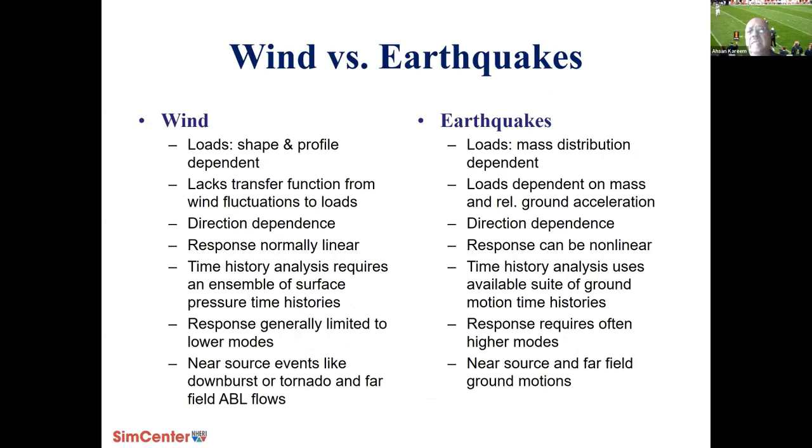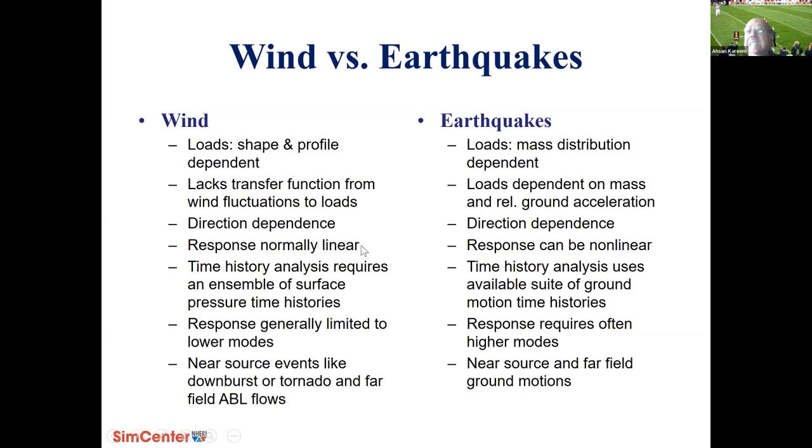I made this list. You can read it in more detail at your leisure when you have time. But what I'm saying is the wind loads depend on the shape and profile of the structure, whereas an earthquake mostly depends on mass distribution. Two buildings with the same mass distribution but totally different shape can have very similar response, but not in the case of wind. We lack a transfer function from wind fluctuations to the load, but in the case of earthquakes, it's the mass times acceleration, relative acceleration. Both are direction dependent.